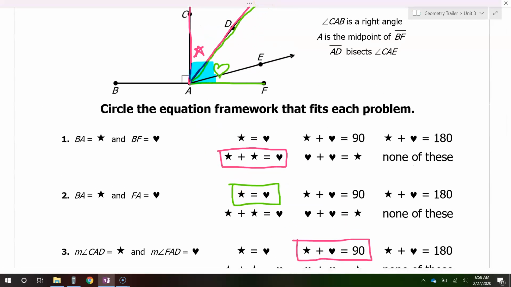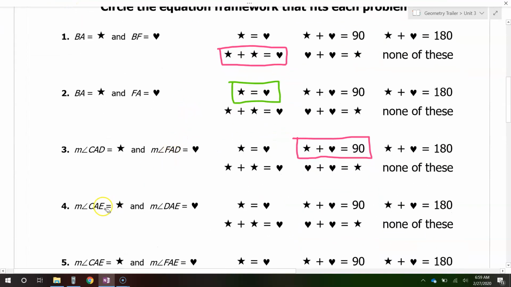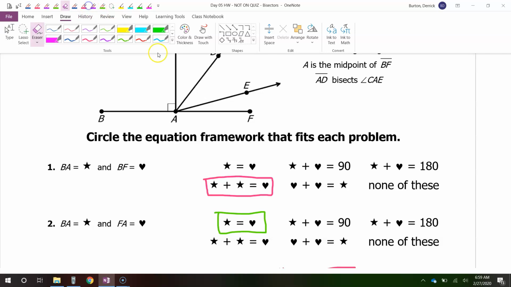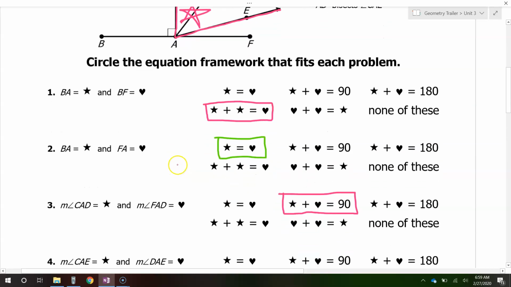All right, got to start over. All right, this is like a fun little game. Angle CAE will be the star. Okay, so here is angle CAE, and that is the star. I'll put it real big.